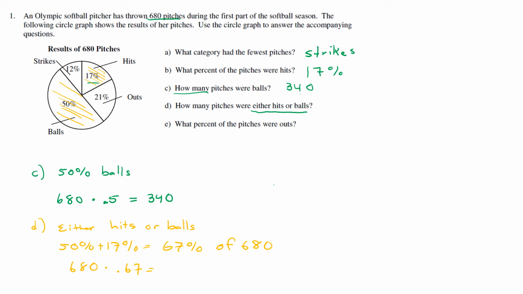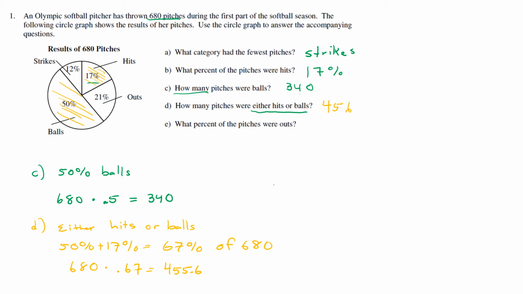So 680 times 0.67. And that gives me 455.6. So we're going to go ahead and just round that to 456. So 456 were either balls or hits.